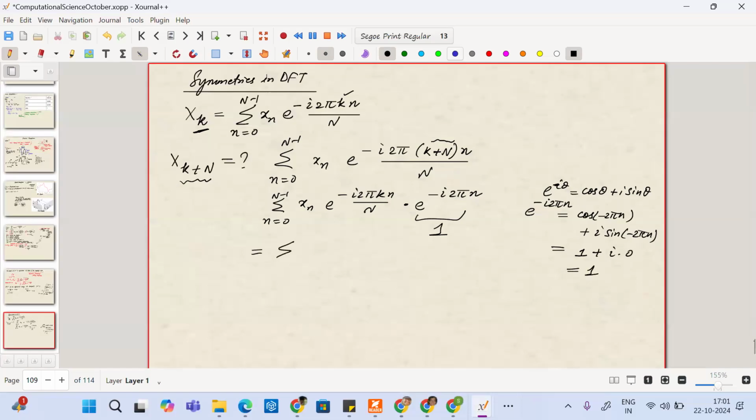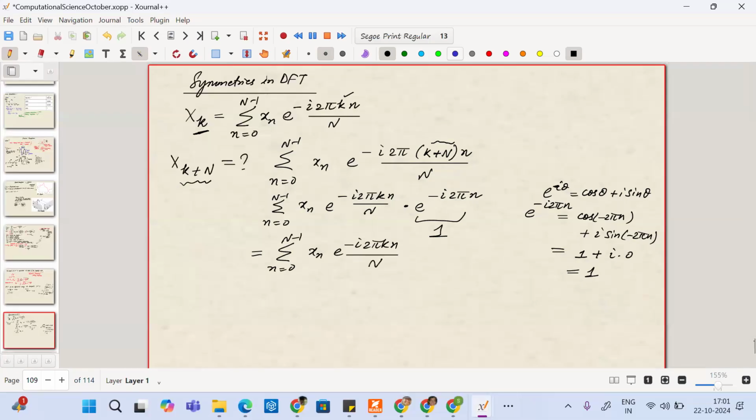So what are you getting? You are getting the sum from n equals 0 to n minus 1 of xn e to the power minus i 2 pi kn divided by capital N. What is this? Xk plus capital N, right? And what is this guy? Do you see this guy before? He's our old friend xk. So that's what is symmetric. If you take any xk, the DFT, and add the number of sample points, then it is the same as the old xk. This is the symmetry in DFT.